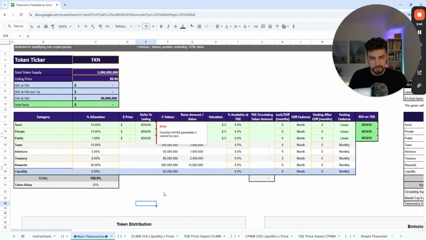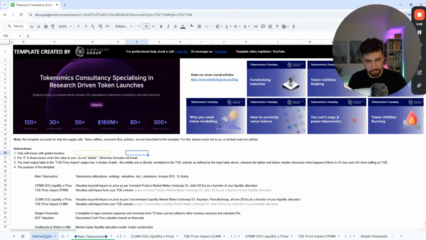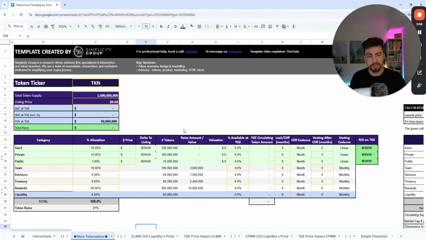If you want help filling this in with actual good numbers, and you want to understand what numbers to fill this in with, again, read the fundraising tranches article, and read the how to correctly value tokens article. Moreover, I have a video on YouTube which explains how to create the tokenomics table. So the link will be below. Make sure you check it out.